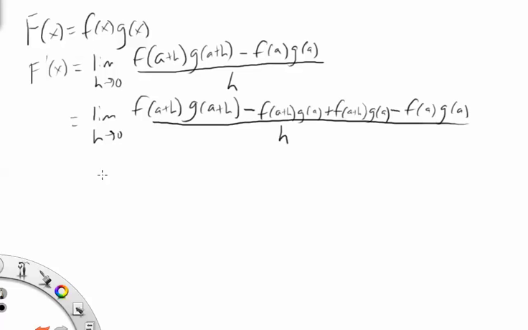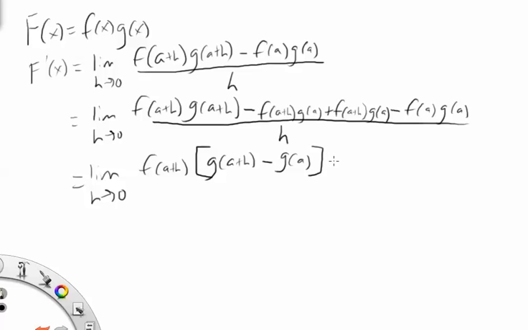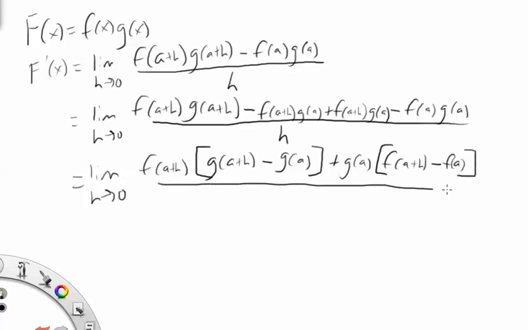Why, do you ask? Oh, good question. Well, the reason is because now I've sort of forced these common factors. Notice in the first part I have f of a plus h, and in the second part I have g of a. So let's take out those common factors and see what's left over. That's going to leave me with g of a plus h minus just g of a. Then I'm going to take out a g of a, so plus g of a, and that leaves me with f of a plus h minus f of a, all over the same h.